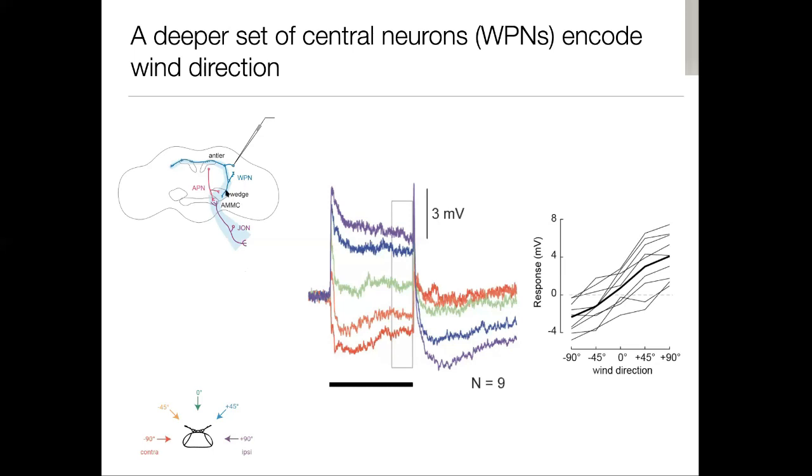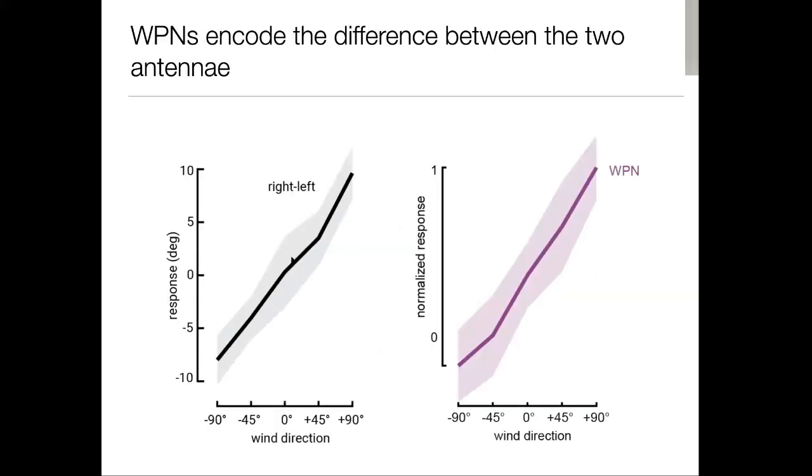But she identified this group of neurons, which she called WPNs, for wedge projection neurons, that have this beautiful linear encoding of wind direction. So they are excited by wind coming from the ipsilateral side and inhibited by wind coming from the contralateral side. And again, if she plots the steady state tuning curve, you can see it has this sort of linear encoding of wind direction, which looks very much like the difference between the two antennae that I showed you earlier.